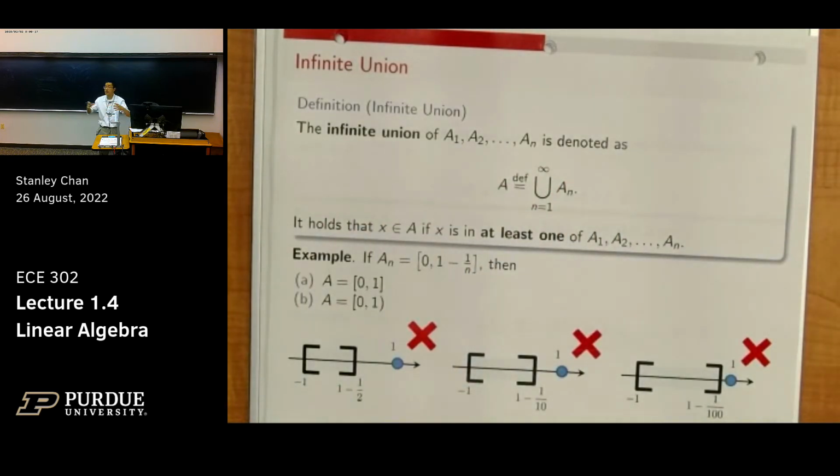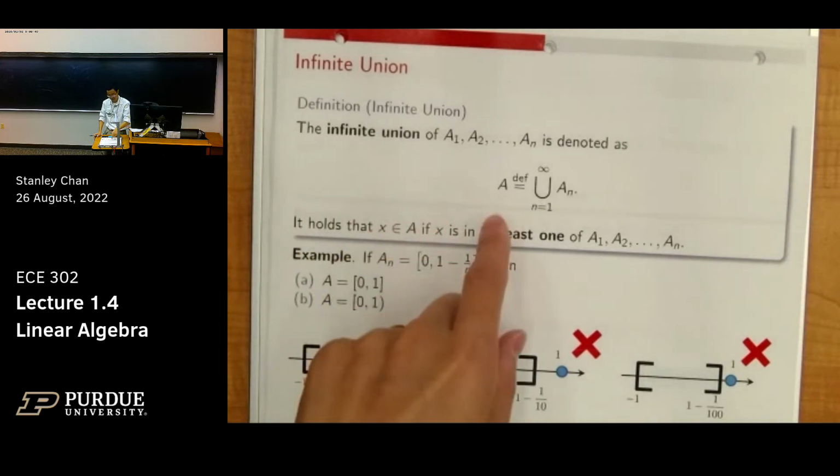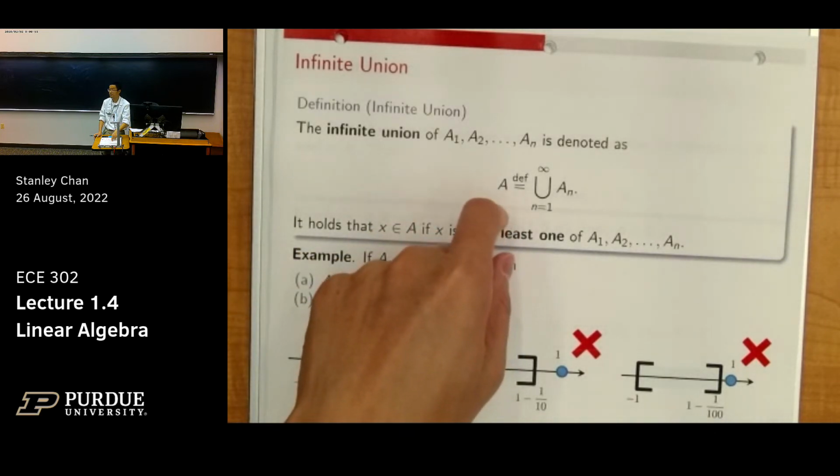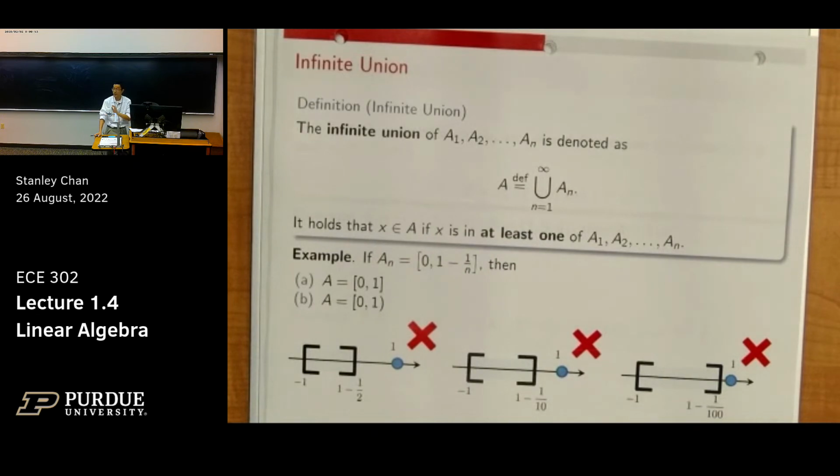Okay, so you go to this infinite union. How many sets are there? There are infinitely many sets in this infinite union. You go to each individual one, one at a time, and you ask whether this element is inside at least one of those. If yes, you say this x belongs to the infinite union. So let's work on an example to make it clear.